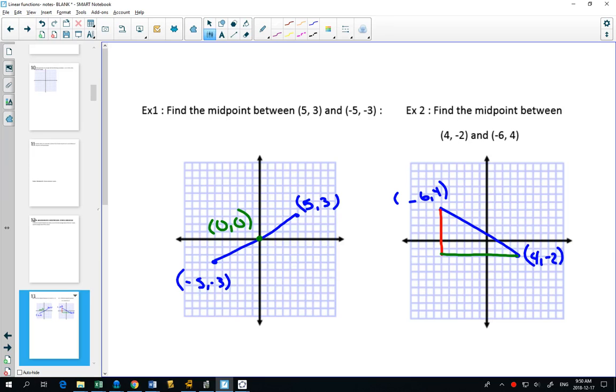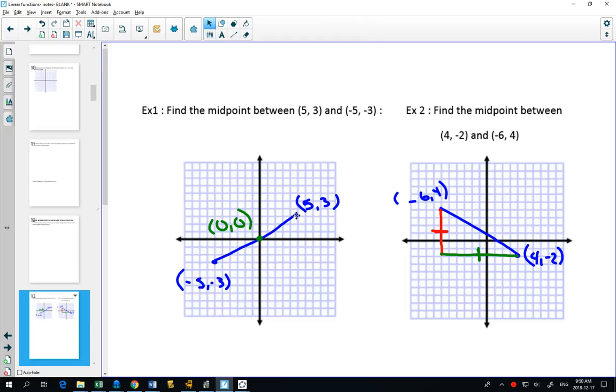But if I drew a right-angled triangle showing my rise and my run, the red line being my rise, the green line being the run, well, I could find the middle of each of those lines a little bit easier. Can you see that I could find the middle of my green line to be right there, the middle of my red line to be right there?